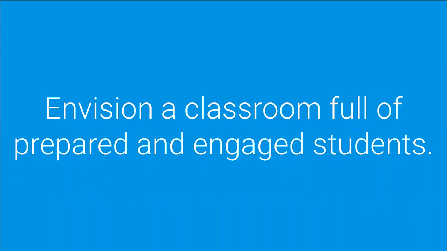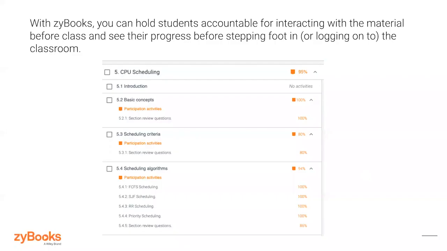So we want you to envision a classroom full of prepared and engaged students, and we're going to show you exactly how to make that happen. So with SciBooks, you get tons of information about what your students are doing. When we get into the product, we'll show you what we mean by participation activity, but you can actually assign these with due dates. So you can really hold students accountable for doing this reading before they come to class. And then you can dig in and see how they did.